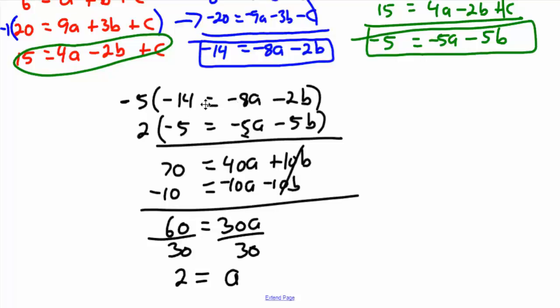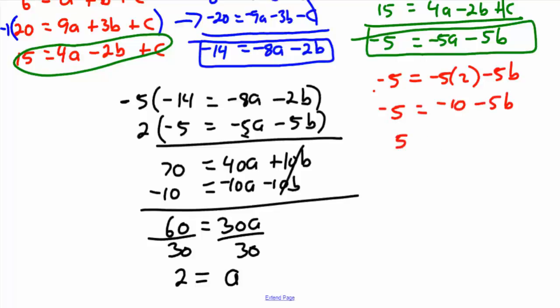And then, of course, you can plug it in here. Let's just plug it in right here. Why not, right? Negative 5 equals negative 5 times 2 minus 5b. Negative 5 equals negative 10 minus 5b. Add 10. 5 equals negative 5b, so b equals negative 1.